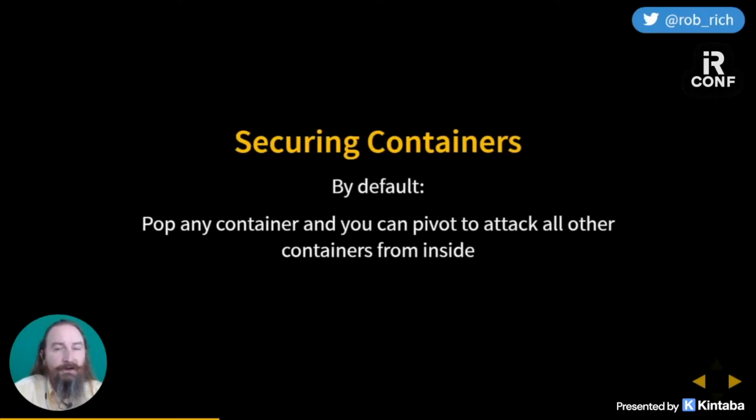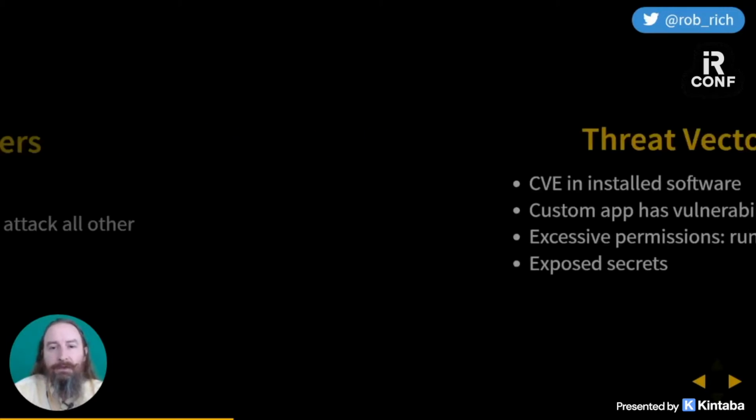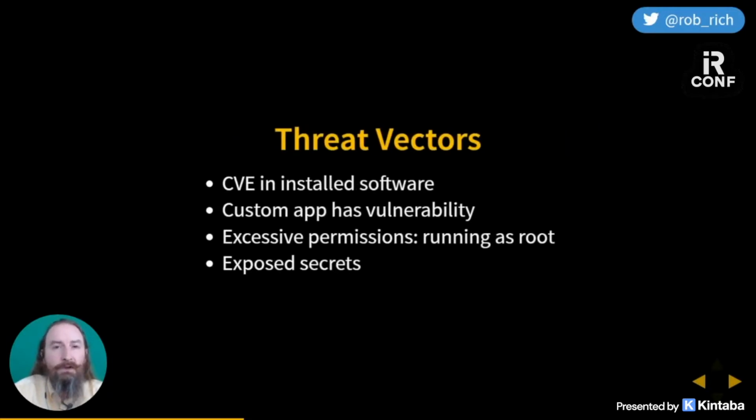So if we pop any container, we can pivot to pop other containers as well, and that attack can continue on. Well, how do we discover this? How do we prevent this? How do we correct from this? As we look at threat vectors, we can think of threat vectors from perhaps CVE in an installed software. Maybe a custom app has a vulnerability.